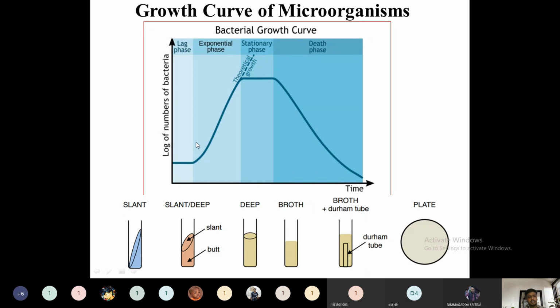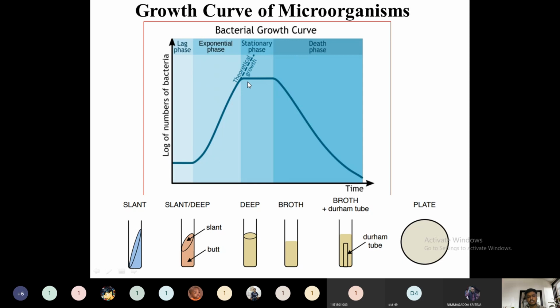The cell numbers will increase exponentially in a log phase. The cells during this period increase as a function of exponent. So this period is called the exponential phase. Maximum growth rate will occur only in the exponential phase. After that the microorganisms will reach a stationary phase.